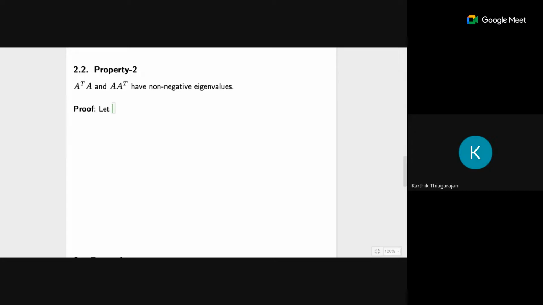As usual, let lambda, v be some eigenvalue, eigenvector pair for A transpose A. What do you know if they are an eigenvalue and eigenvector for A transpose A? The first equation you can write is A transpose A times v equals lambda v, since v is the eigenvector.